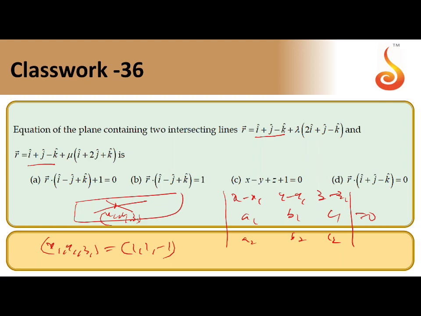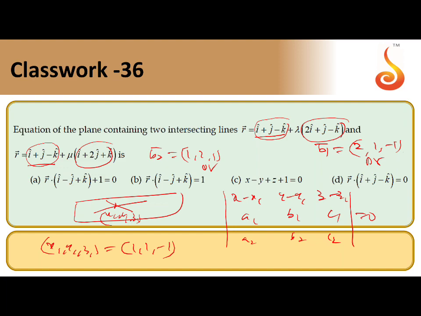Clear. Now we want a1, b1, c1, a2, b2, c2. That comes from the parallel vectors. This is b1 bar, the components are 2, 1, minus 1. Another vector b2 bar equal to 1, 2, 1. These are DRs: a1, b1, c1, a2, b2, c2. Substitute in the formula to get the answer for this one. I hope it is clear now. The equation of the plane contains two intersecting lines. The two lines are intersecting at a common point, which is 1, 1, minus 1. Clear? I will solve the question solution in the next page.